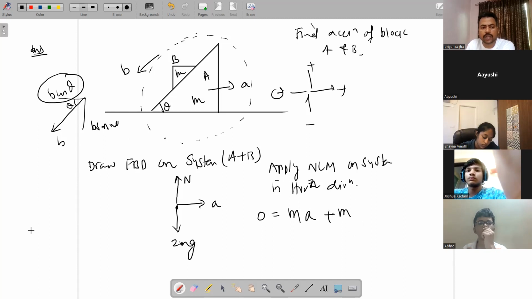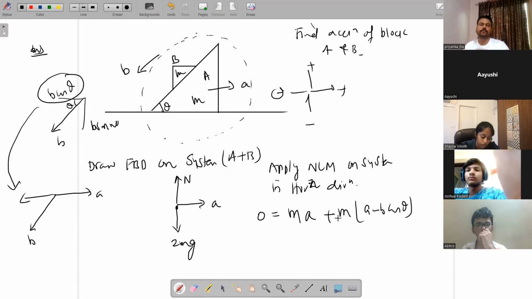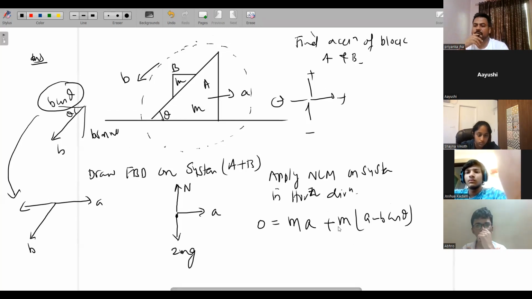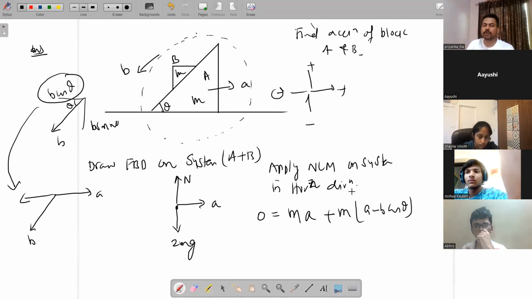So this is the acceleration of the wedge plus mass of block. For the block, there will be two accelerations, B and this is A, and this component is B cos theta. So the net acceleration should be A minus B cos theta. Understood? So for the system I'm talking about, from here you can find the relation between accelerations.